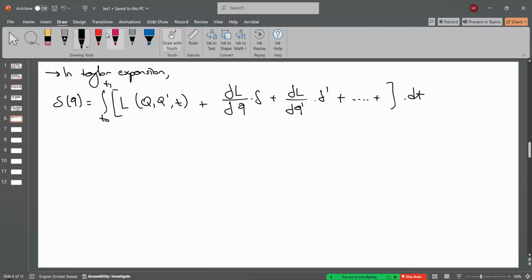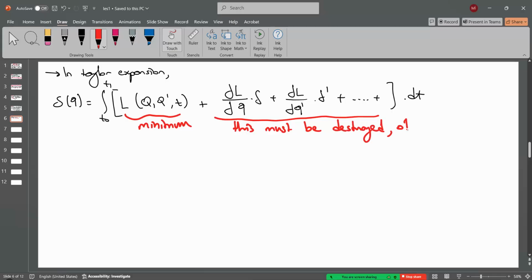But we know that this is the minimum, right? And so this term must be destroyed, right? Otherwise, we cannot say we are wrong. Because if this is the minimum point, then in the Taylor expansion the other terms must always go to 0. Otherwise, we cannot reach this minimum value.